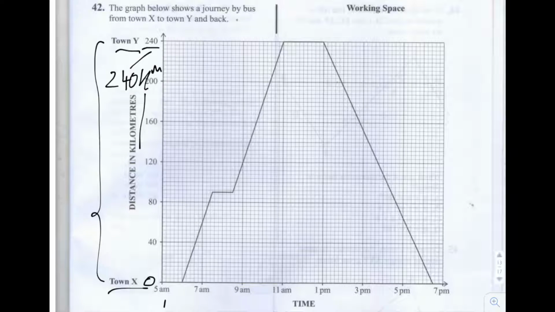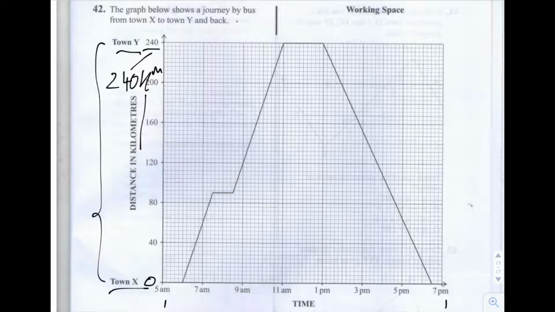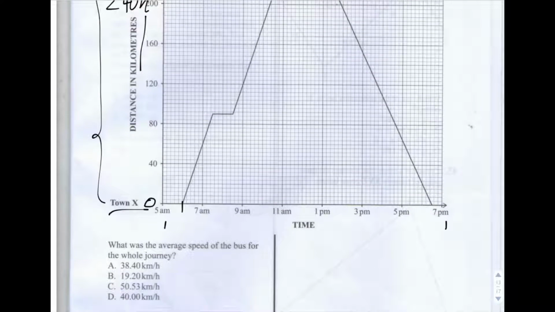So we start at 5 a.m. and we finish at 7 p.m. on the x-axis. But in terms of the actual time, we begin the journey, it seems, at close to 6 a.m. and we finish it going to 7 p.m. Okay, and the question is, what is the average speed of the bus for the whole journey?